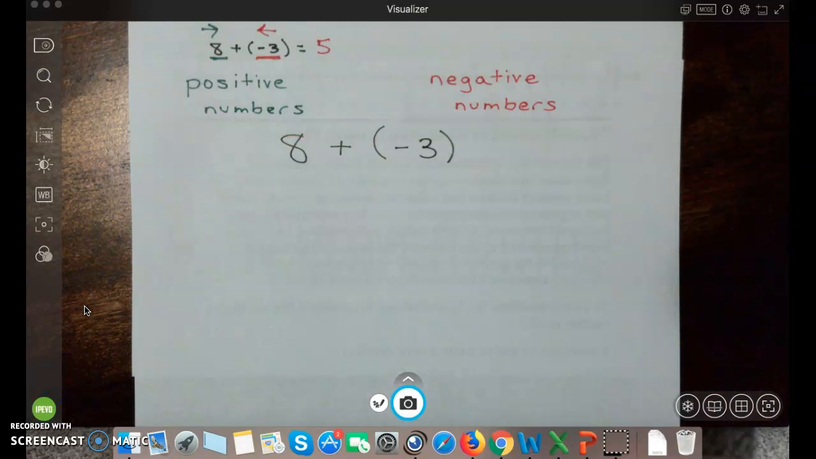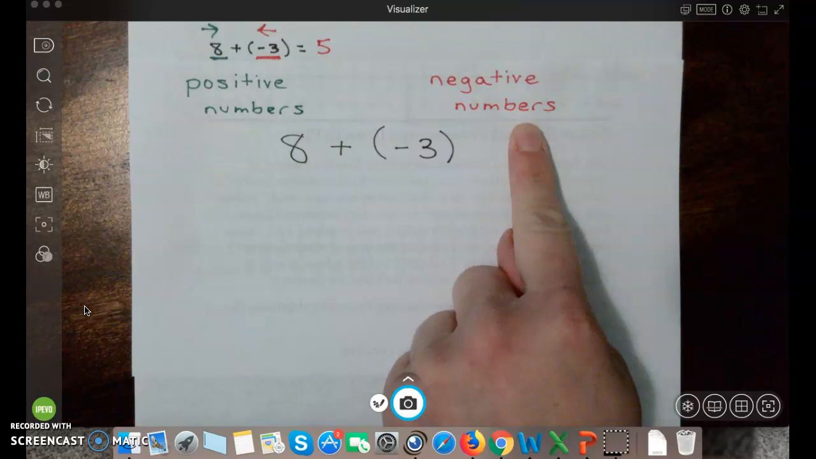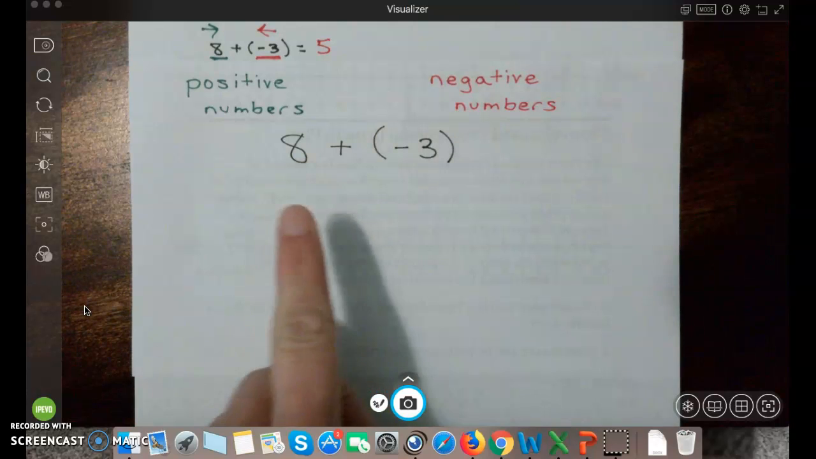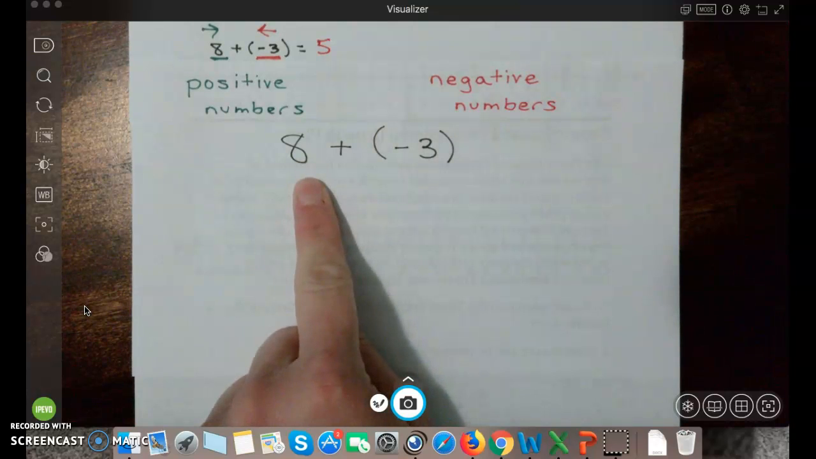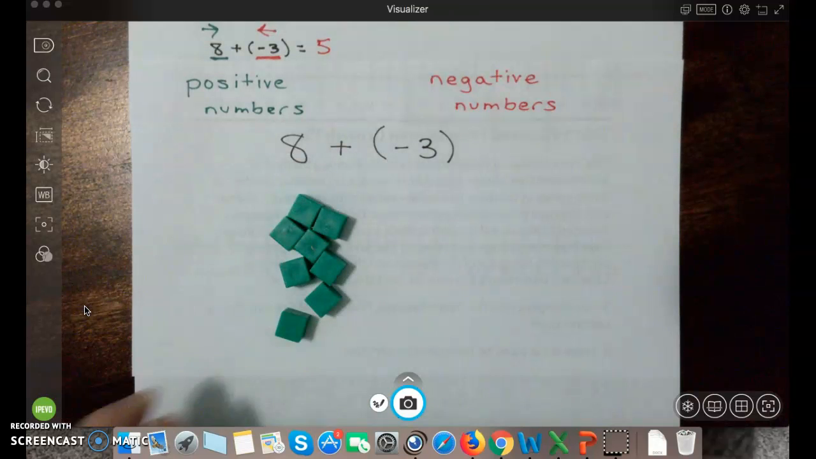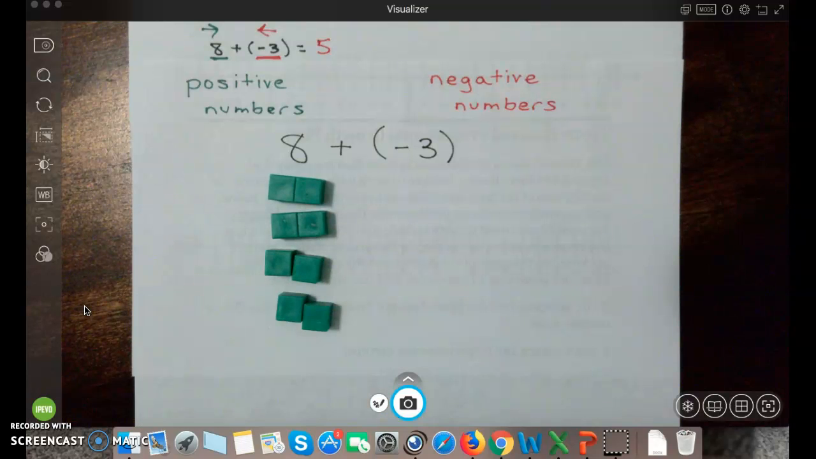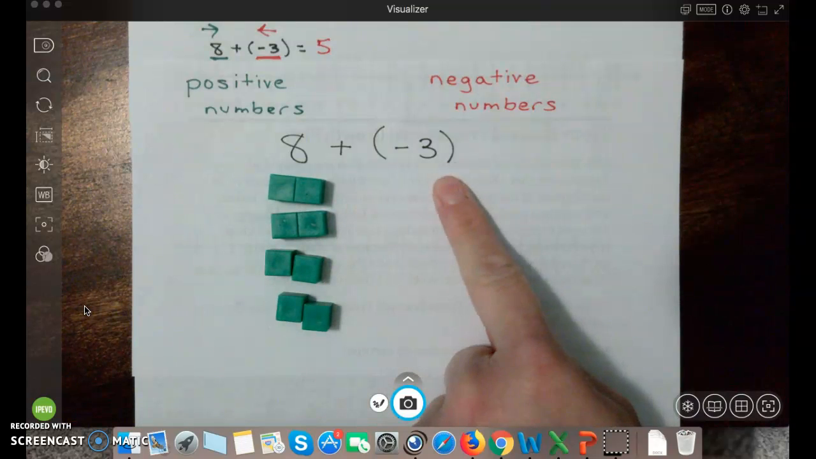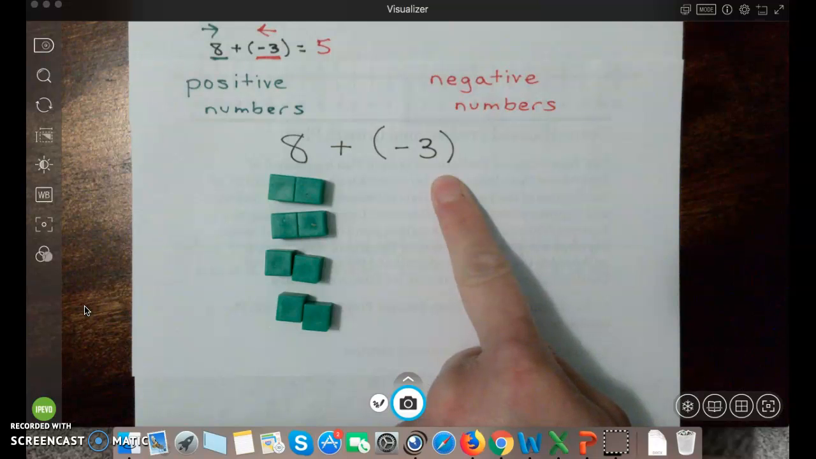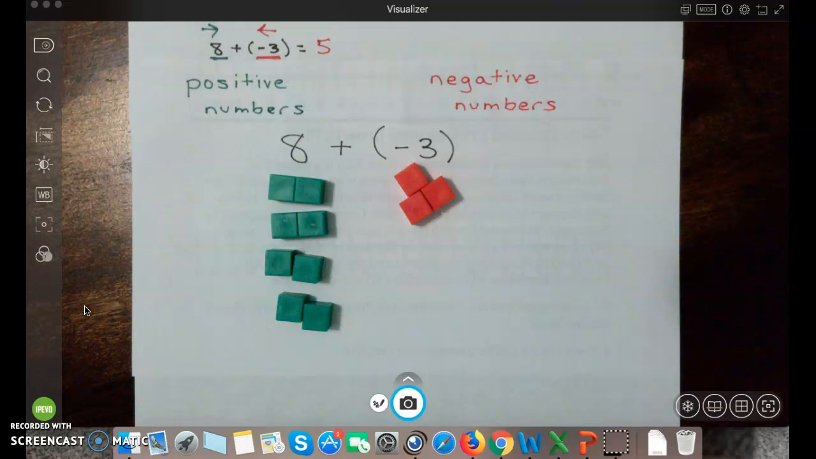I'm doing this example using our number cubes. Remember, our positive numbers I'm representing as green cubes, and my negative numbers I'm representing as red cubes. So if we take a look at our problem, a +8 means I need 8 green cubes. There's 2, 4, 6, 8 of them. I'm adding that to a -3. That means I now need 3 red cubes. Here they are.